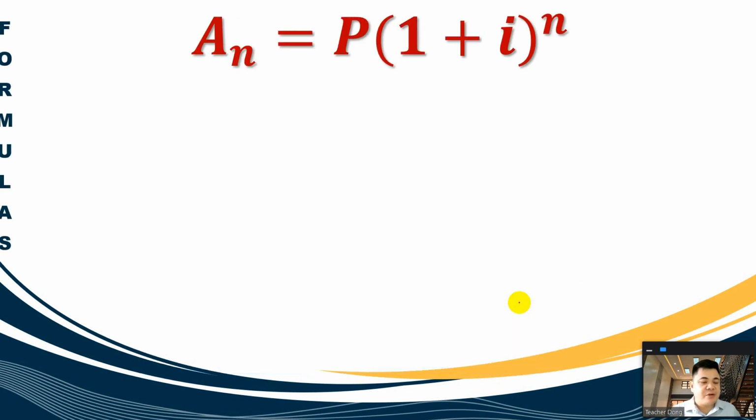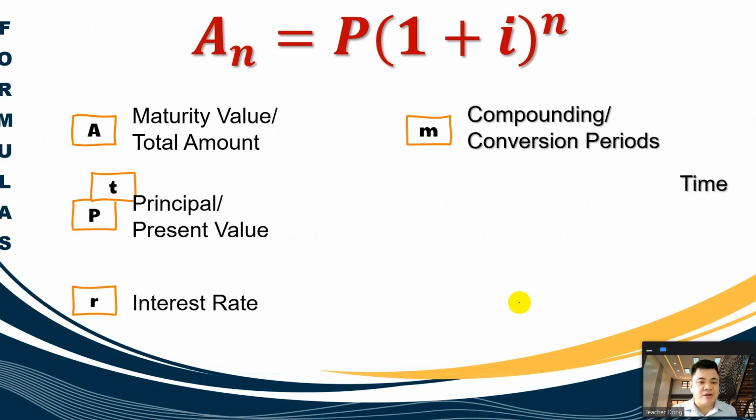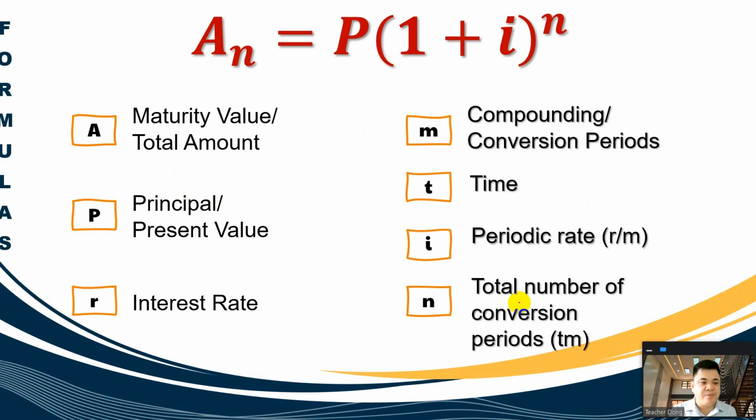So let's proceed with the formula. The formula for this is A sub n equals P times the quantity 1 plus i, raised to the power of n. Let's analyze each term that was mentioned. For letter A, A means the maturity value or the total amount. There's a subscript of n, wherein n is the value of time and the compounding period.